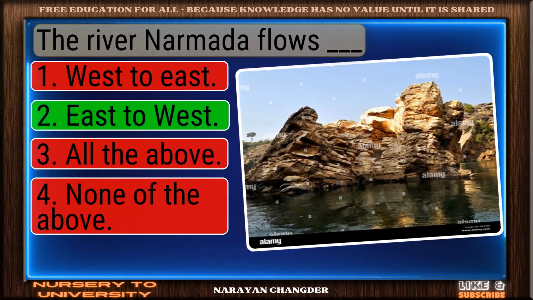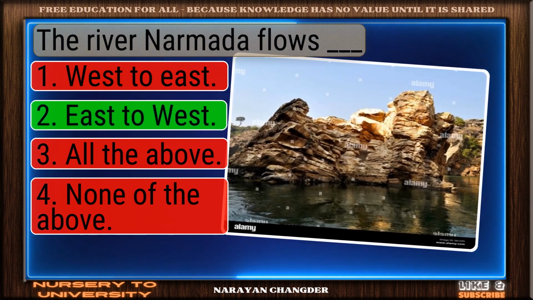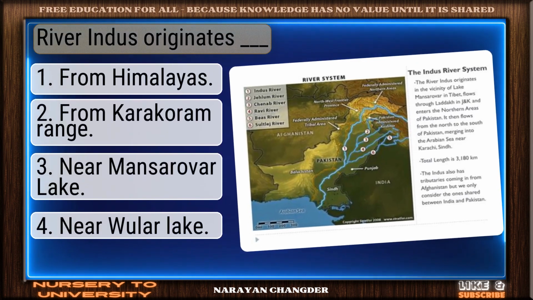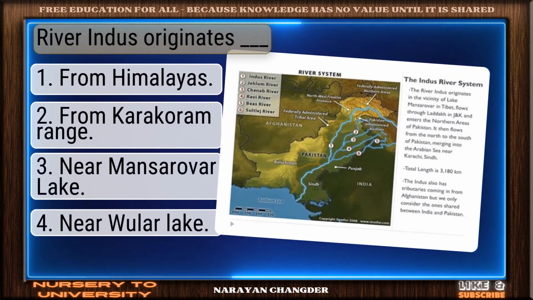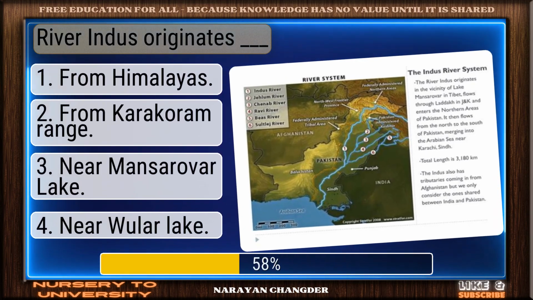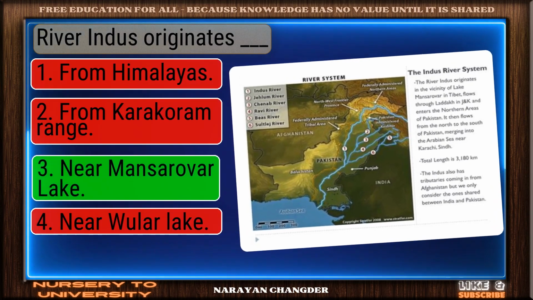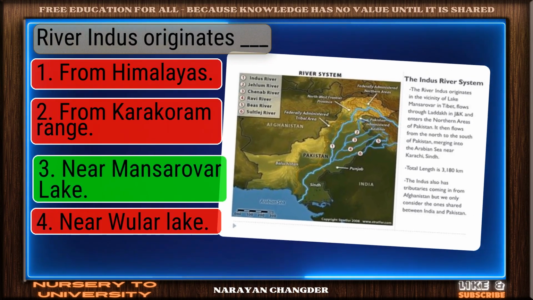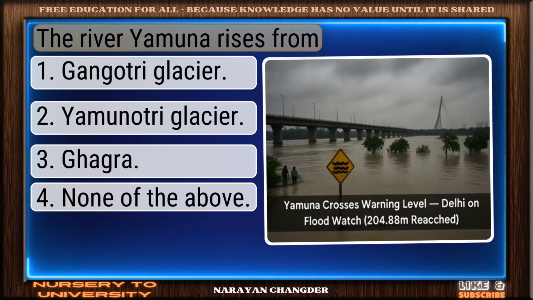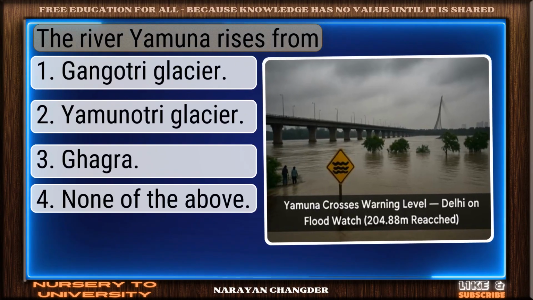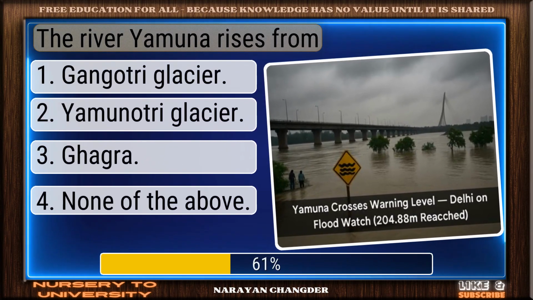Solid response. East to west is a valid choice. Question number 184. River Indus originates dash. Good thinking. Near Mansarovar Lake is the right answer. Question number 185. The river Yamuna rises from?